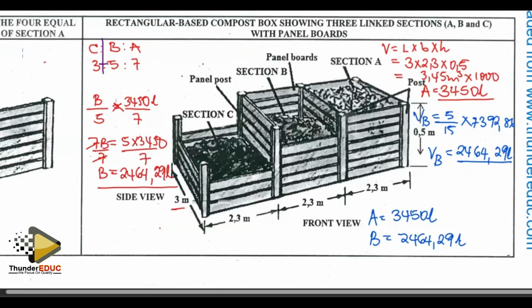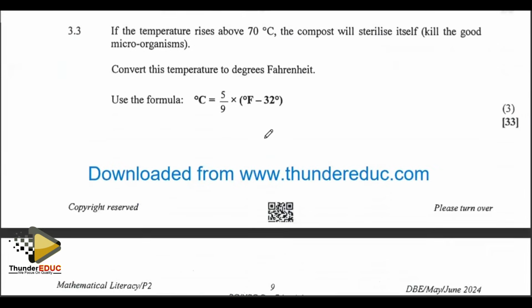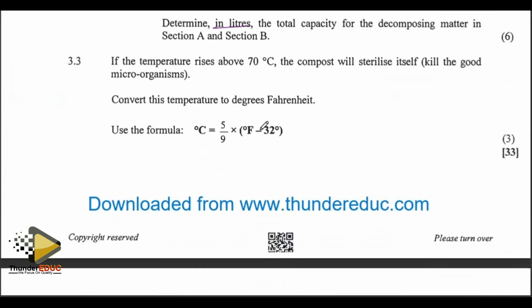All right. We go to question number 3.3. If the temperature rises above 70 degrees Celsius, the compost will sterilize itself, meaning kill the good microorganisms. Convert the temperature to degrees Fahrenheit. Now they have given the formula which is upside down. It's fine. Get this formula here and substitute the way it is. What is the C? You put the 70 there.